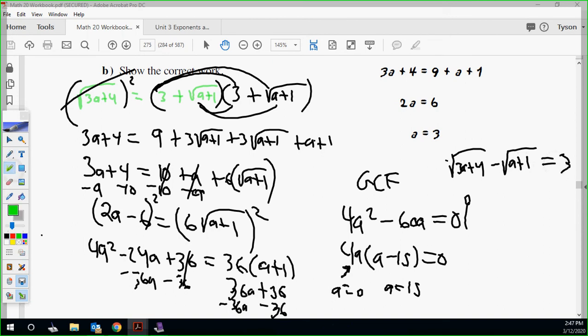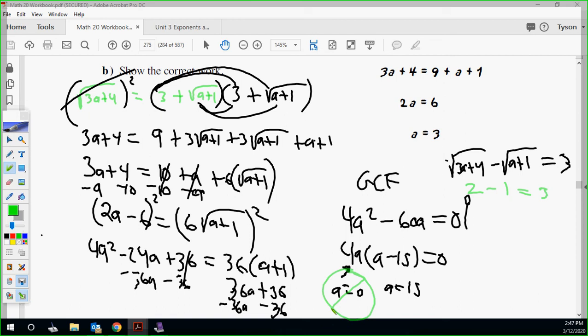3 times 0 is 0. 0 plus 4 is 4. Square root of 4, 2. 0 plus 1 is 1. Square root of 1 is 1. Is 2 minus 1, 3? No, 0 is rejected. Now, just because 1 is the answer and 1 isn't doesn't mean they're always going to be one of each. You could have 2 good ones and 2 bad ones. Okay, so you have to test them. You can't make assumptions. So next one, 15.